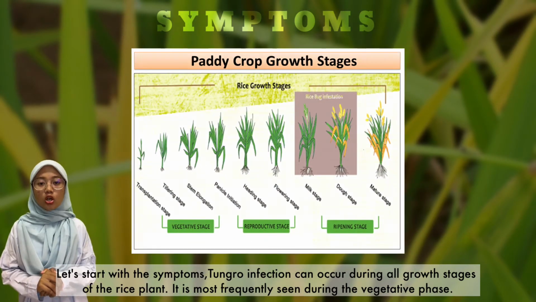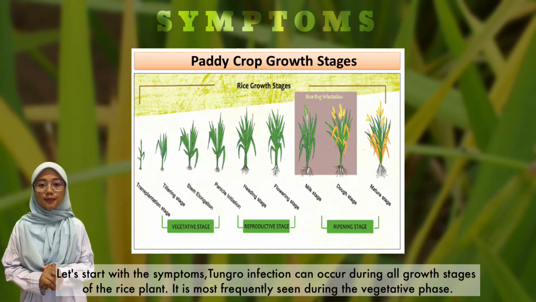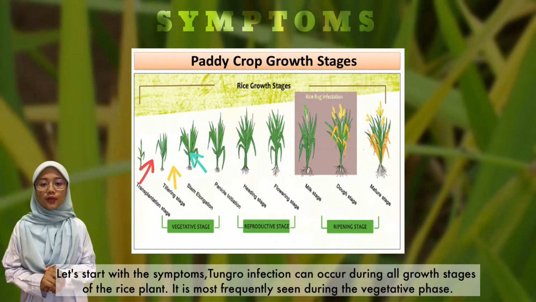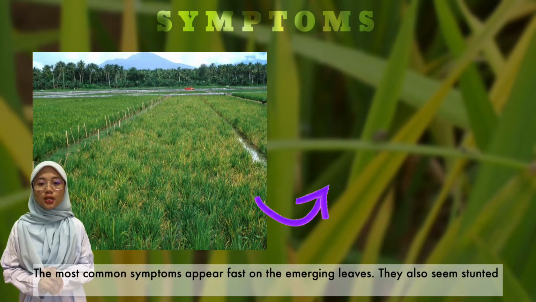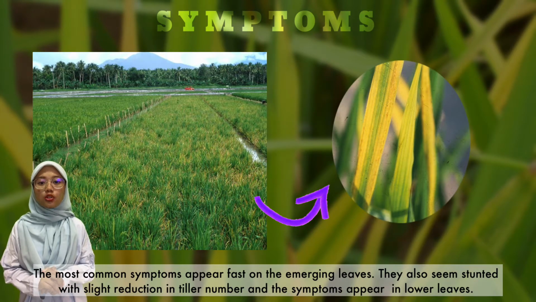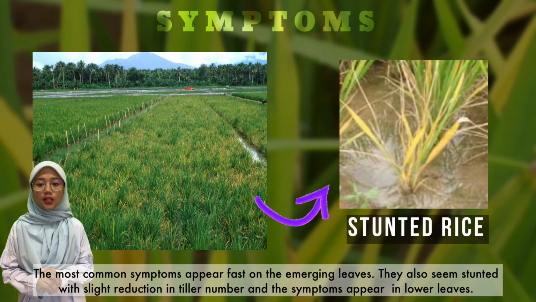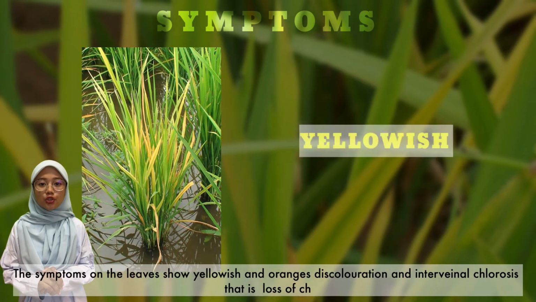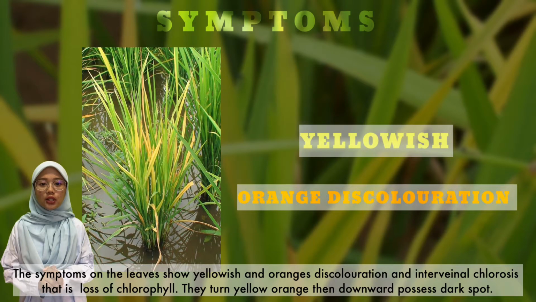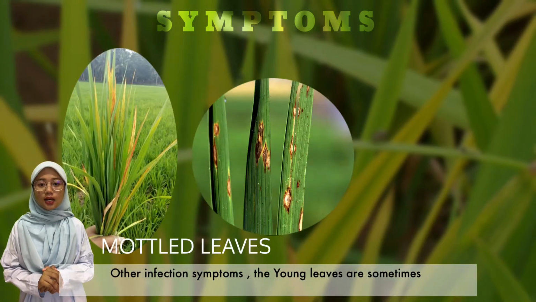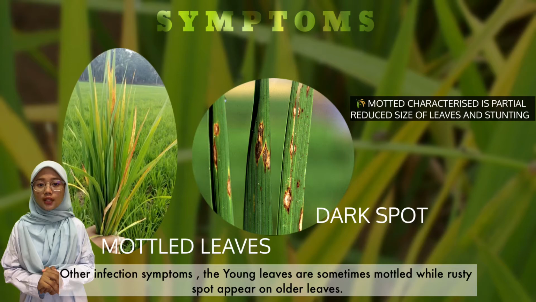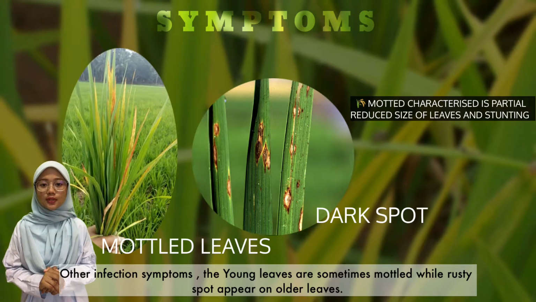Tungro infections can occur during all growth stages of the rice plant. It is most frequently seen during the vegetative phase. The most common symptoms appear first on the emerging leaf. They also start with slight reductions in tiller number, and the symptoms appear on lower leaves. The symptoms on the leaves show yellowish and orange discolorations in the interveinal areas, that is, loss of chlorophyll. They turn yellow-orange, then downward pose dark spots. Other infection symptoms are that the young leaves are sometimes mottled, while rusty spots appear on the older leaves.